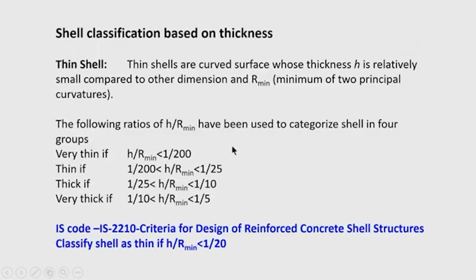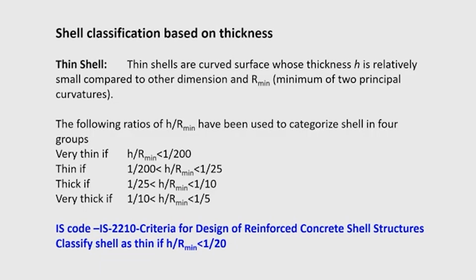Now, some authors prefer shell classification based on thickness, but shell classification based on geometry, or curvature, is mainly recognized. Based on thickness, the shell is classified into 4 categories: very thin, thin, thick and very thick. Now, how are the categories found? These categories are found based on the ratio of thickness to the minimum of the 2 principal radii of curvature.